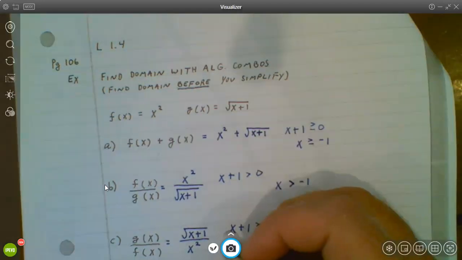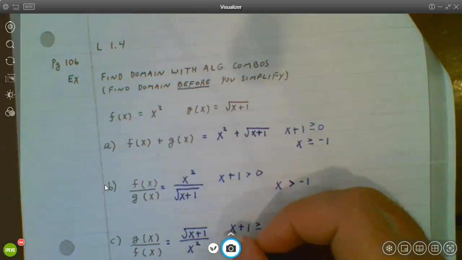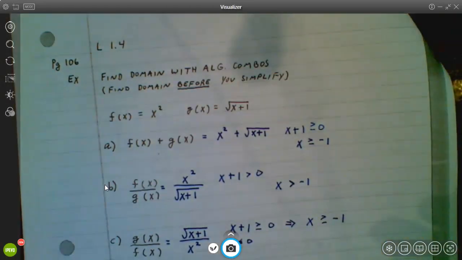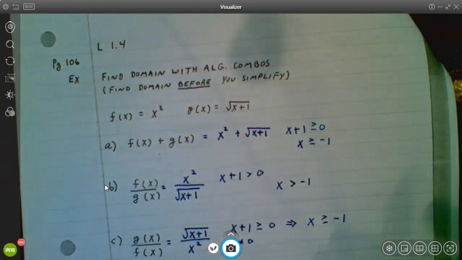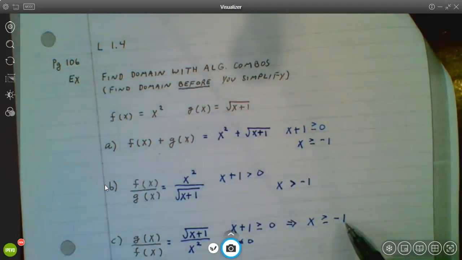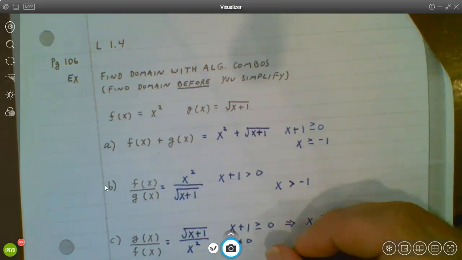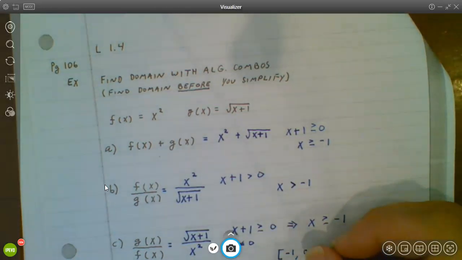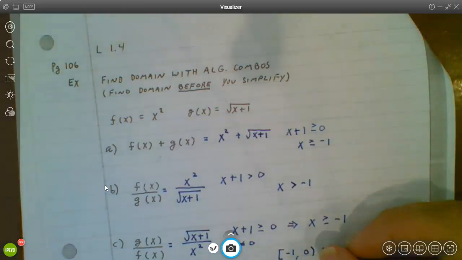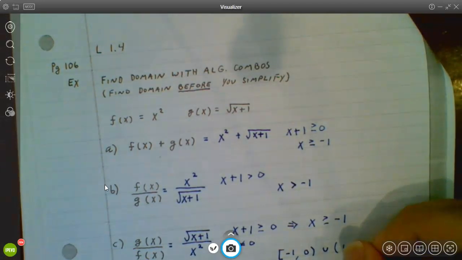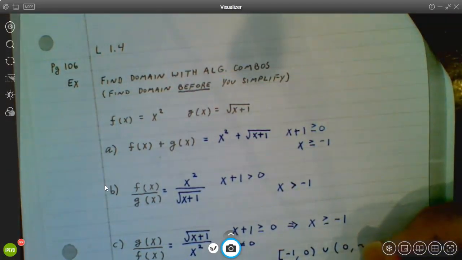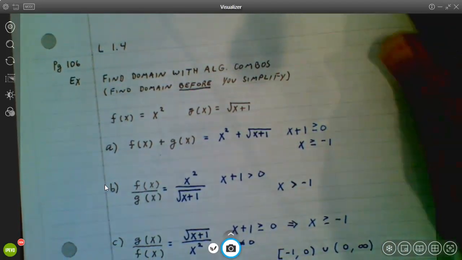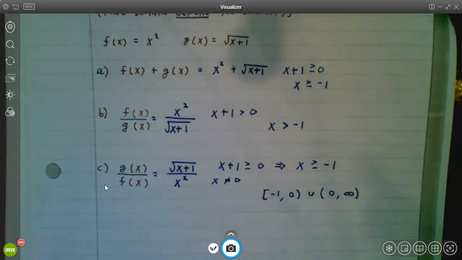However, on bottom, we know that our x cannot equal 0. So we have to take both of these ideas into account and just state one domain that would satisfy both scenarios. So it's got to be greater than or equal to -1. So it can go all the way up to 0, but not including 0. And then we can union that with 0 to infinity. And so that would be the best way to state the domain for that last one.